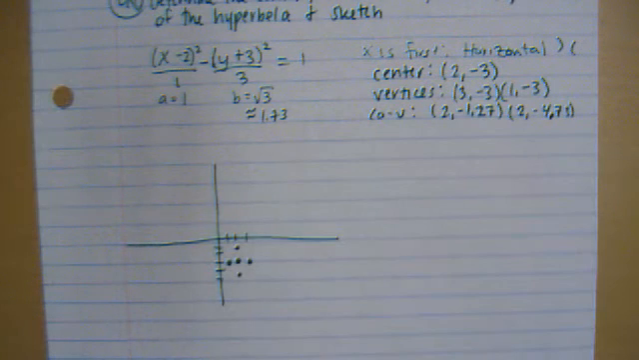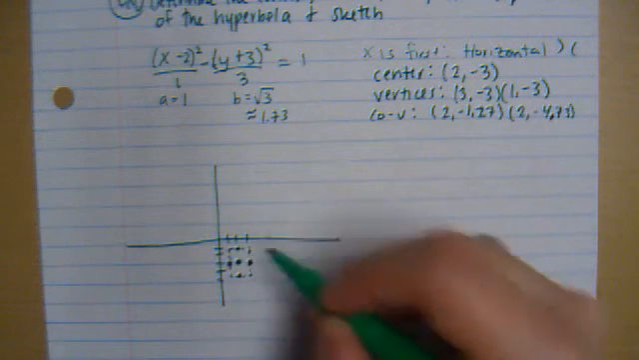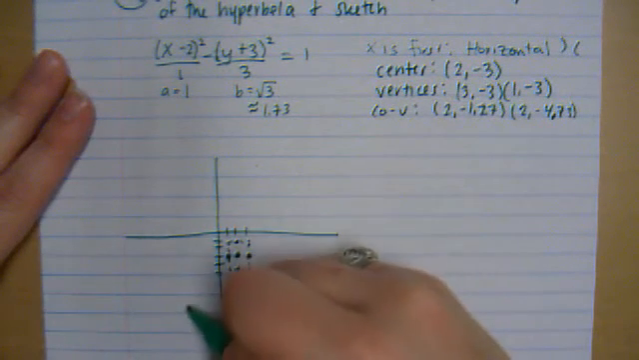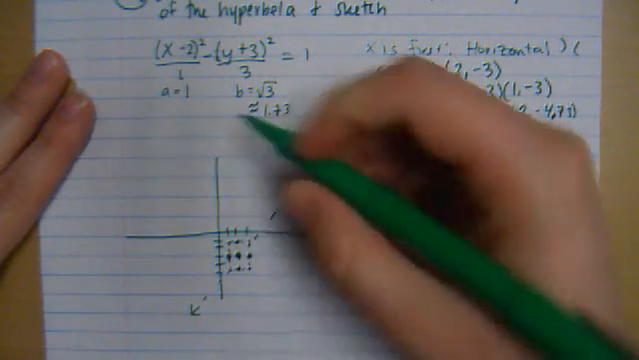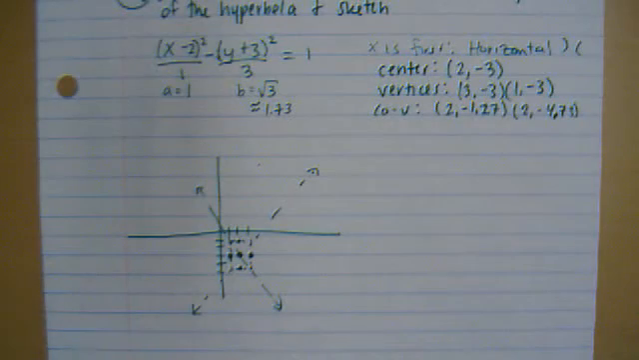Okay, now when I have my vertices and co-vertices, I connect those. Those are the midpoint of your lines. Okay, so we have this box. Okay, this gives me the guidelines of how I'm graphing. My asymptotes should go through the corners of those. So those are my asymptotes, so it gives me the guidelines of the shape of my graph.